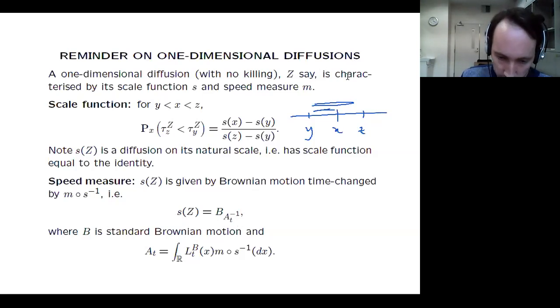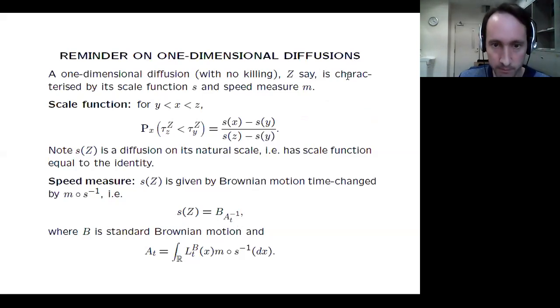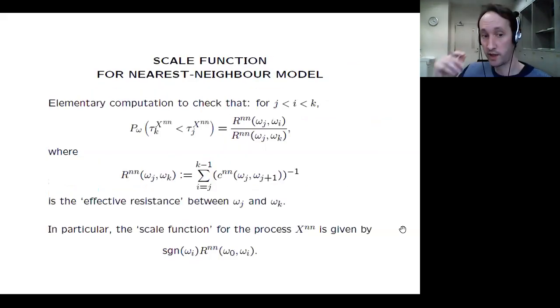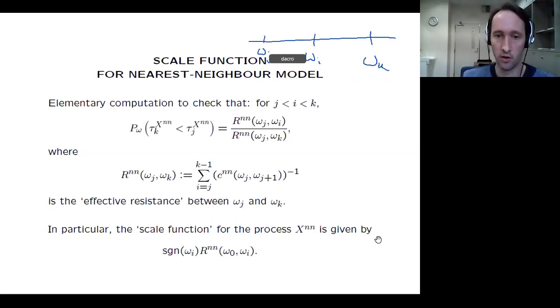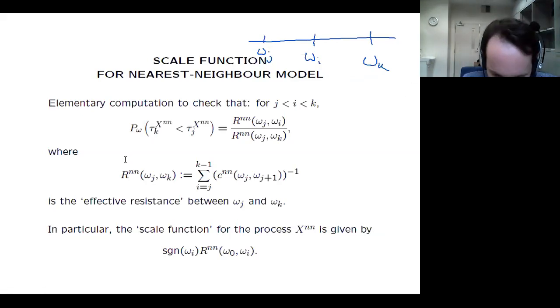And why have I spent 3 minutes on this? It's because we can actually start to think about these things for, at least, the nearest neighbor Mott random walk quite easily. So in particular, if we think about what the scale function of the Mott nearest neighbor version of the random walk is, this is a very simple computation. Again, we're asking what's the probability, started at omega j, that we exit at omega k, or sorry, we hit omega k before we hit omega j. So this is meant to be started from omega i in the process.